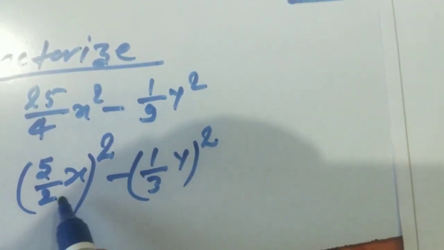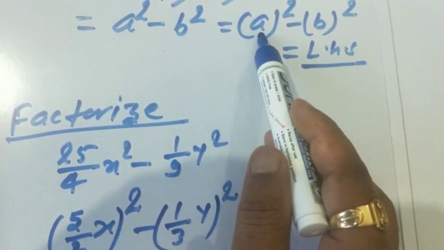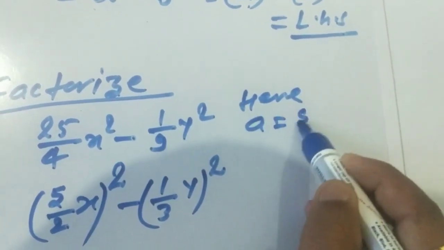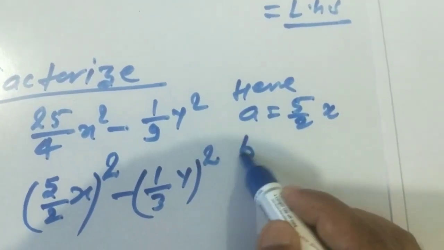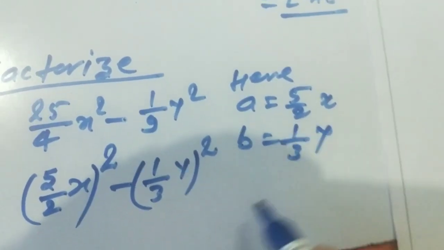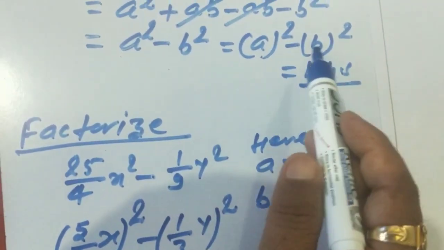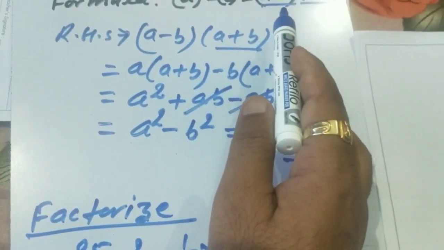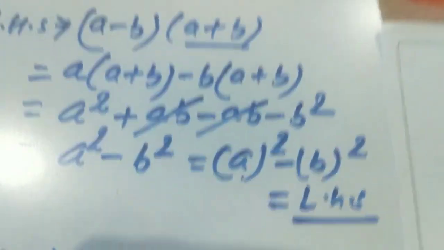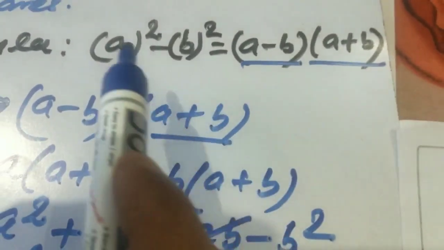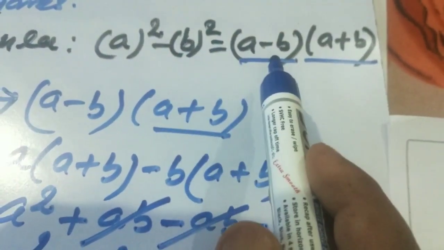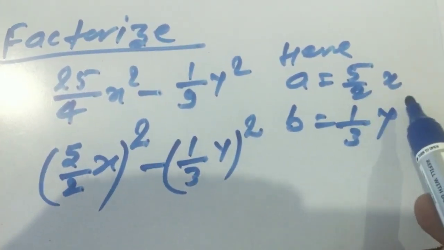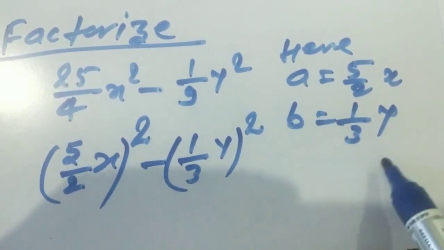Here you can see in the formula, at the place of a there is 5 by 2x. Here a is equal to 5 upon 2x, and b becomes 1 by 3y. So a the whole square and minus b the whole square is equal to a minus b into a plus b. You can see in the formula, and here at the place of a there is 5 by 2x, and at the place of b there is 1 by 3y.